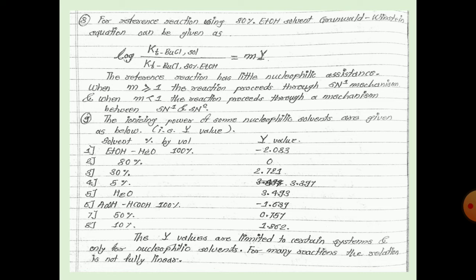The Y values are limited to certain systems and only for nucleophilic solvents. For many reactions, the correlation is not fully linear. A polar solvent better solvates the charged species and increases the speed of ionization. A lower polarity solvent solvates neutral organic species, which is significant during the formation of the halide.